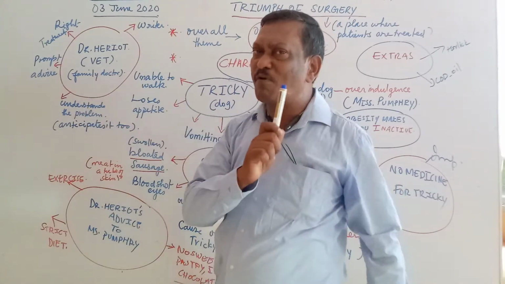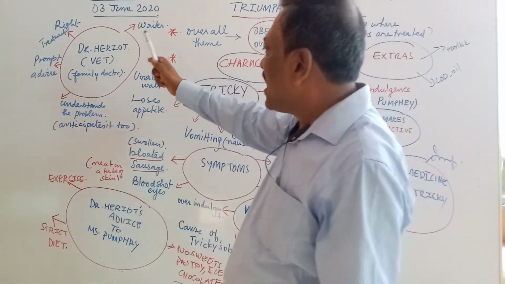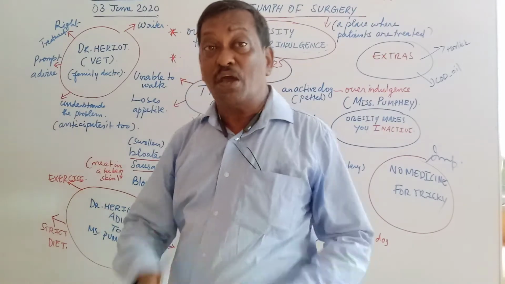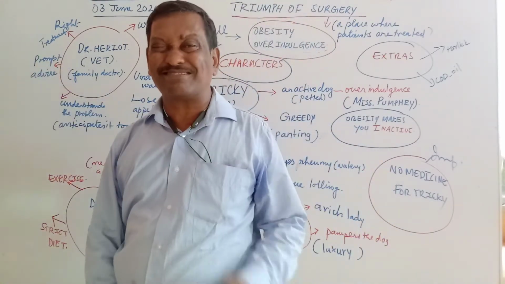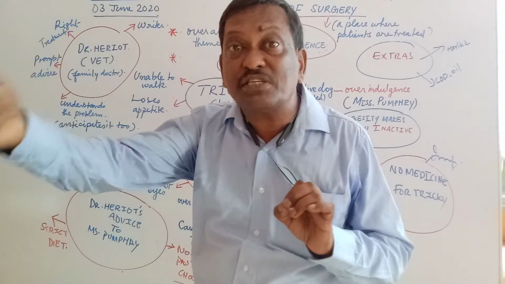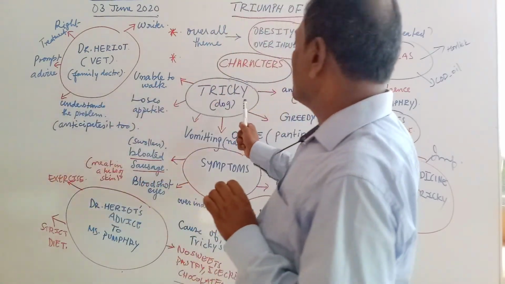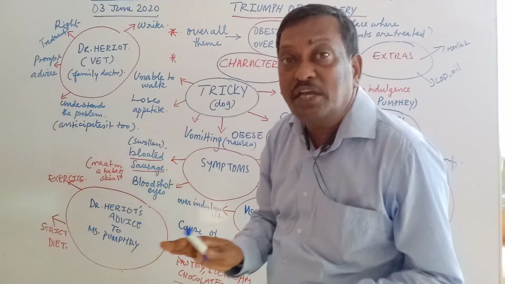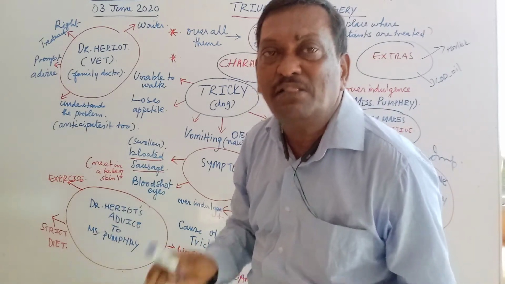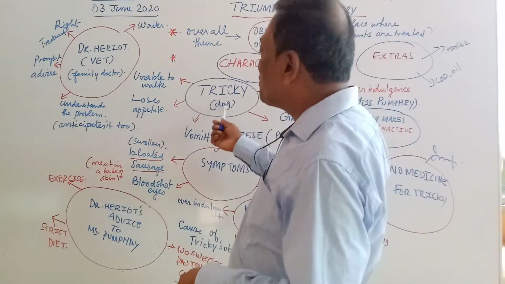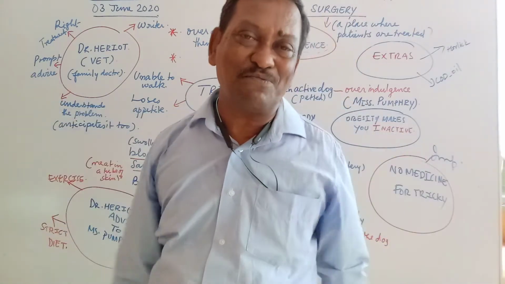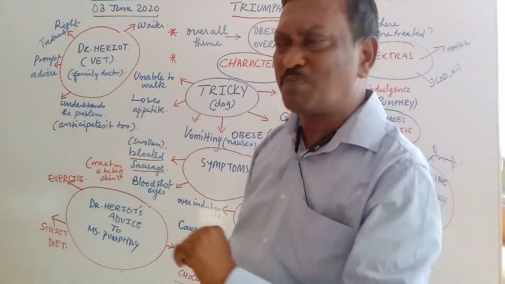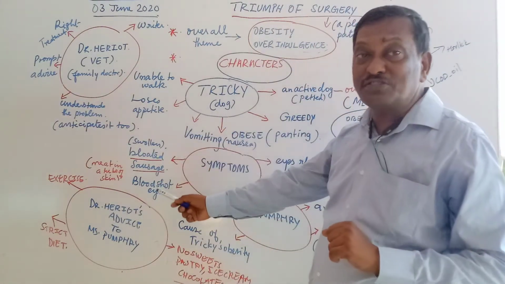He understood that point, and immediately he asks Mrs. Pumphrey whether she had followed his instructions strictly or not. He had given some instructions to Mrs. Pumphrey in order to keep the dog, that is Tricky, very healthy. So you know what happened? The moment he saw Tricky on the road, he understood that Tricky was battling for life, and he asked Mrs. Pumphrey, did you follow the instructions?